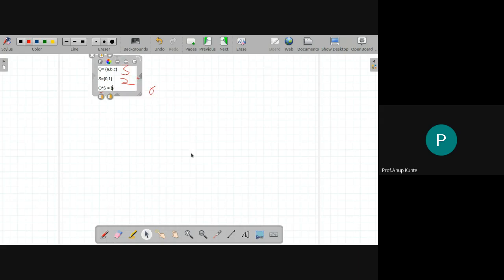Let's look at what they are. It will be A, comma 0. Then the second element is A, comma 1. Now the third element will be B, comma 0. Then I'll have B, comma 1.